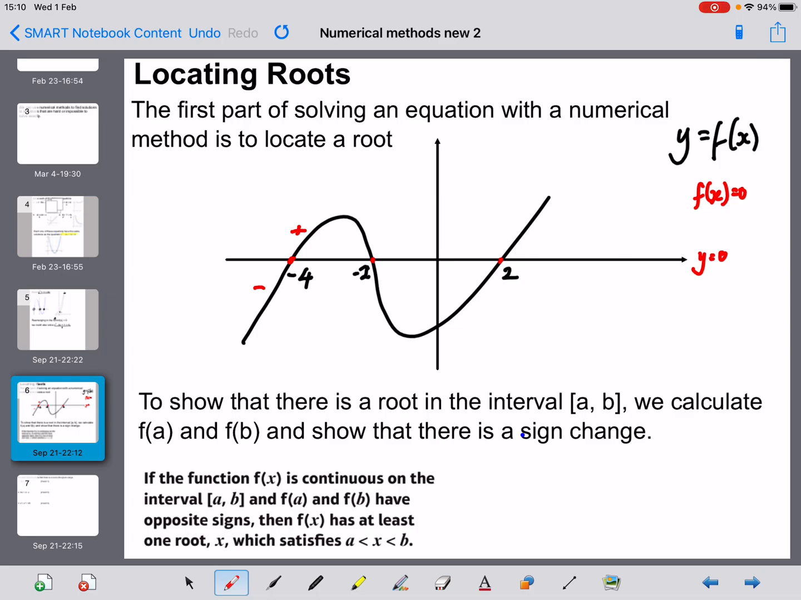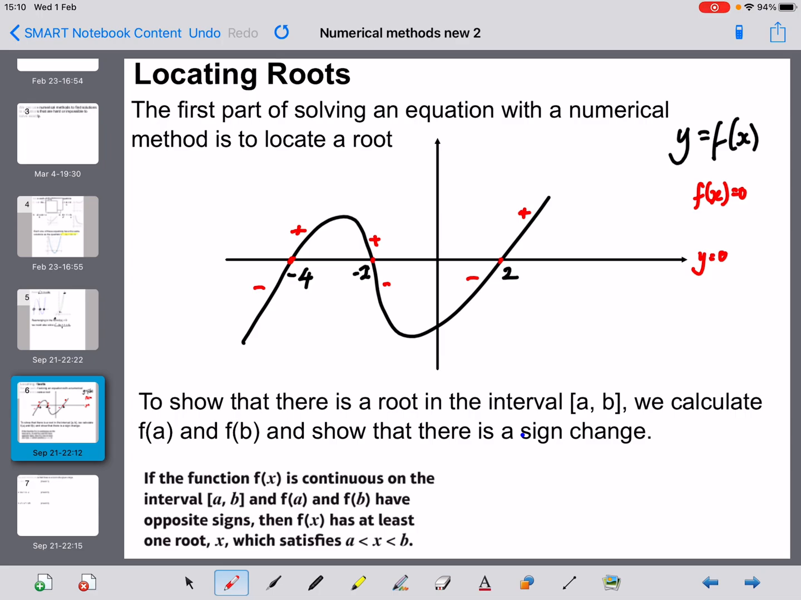At x equals minus 2, just to the left of that, the y values are positive. And just to the right of that, where x values are bigger than minus 2, the y value is negative. At x equals 2, to the left of that, the y value is negative. And to the right of that, the y value is positive. So the roots are where y equals 0. Either side of the root, there is a sign change.